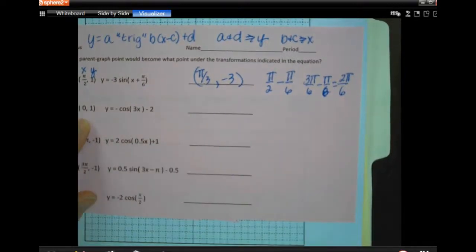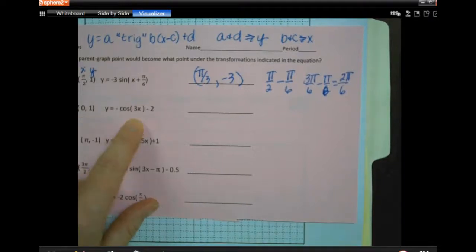So on number 2, I'm starting with a point 0, 1. So you apply what you think the new point is going to be. X and Y. Make those transformations and write it down.